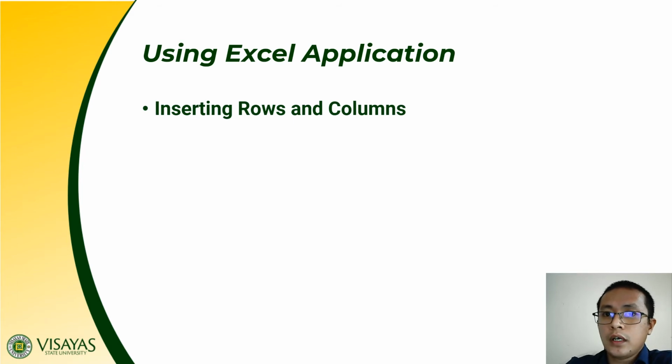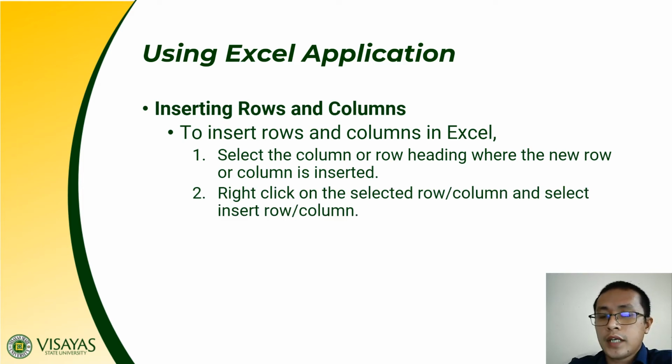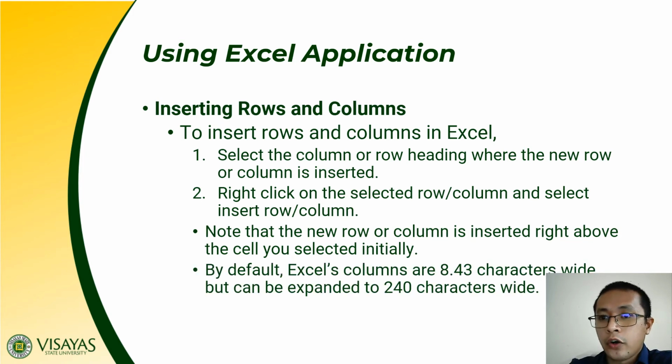Then to insert rows and columns in your Excel, you are going to select first where the new column or new row is to be inserted. Take note that the new row or column is inserted right before the selected row or column. So it is inserted before. And then right click on the selected row or column and then choose insert. Again, note that the new row is inserted above the cell you selected initially, or if you insert a new column, it is inserted before the column that is selected previously.